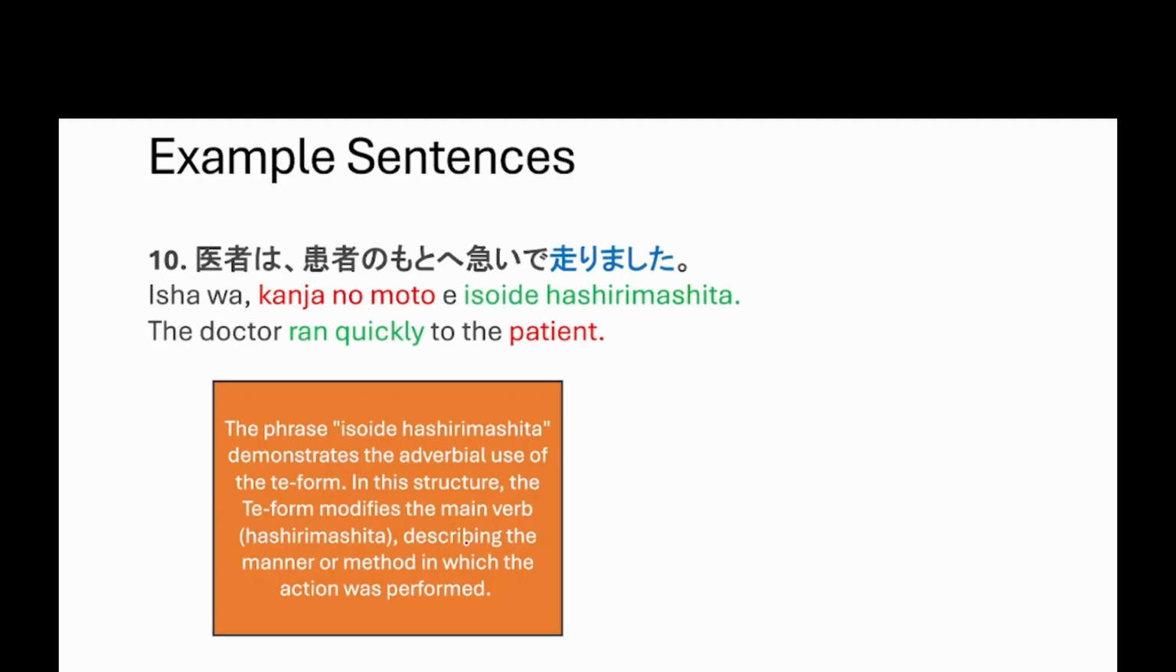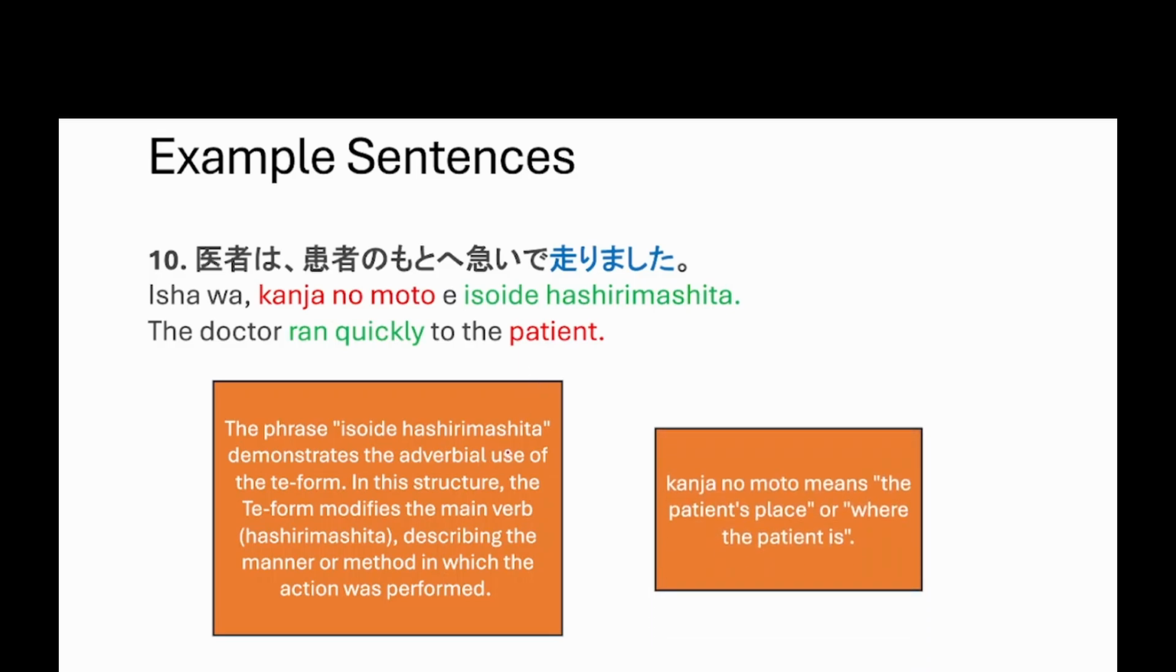Okay? So here, the te form modifies the main verb, describing the manner or method in which the action was performed. So isoide is describing the running, which is quickly, since isogu means to hurry or to be quick. Also, kanja no moto means the patient's place or where the patient is.